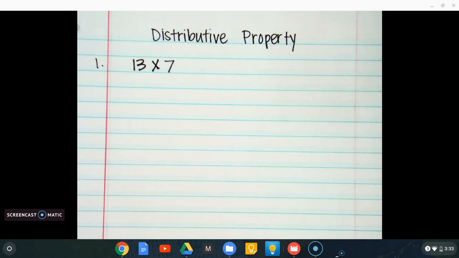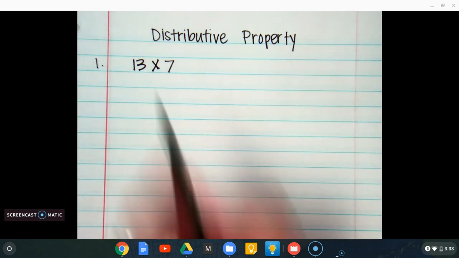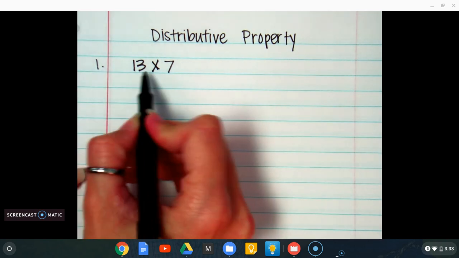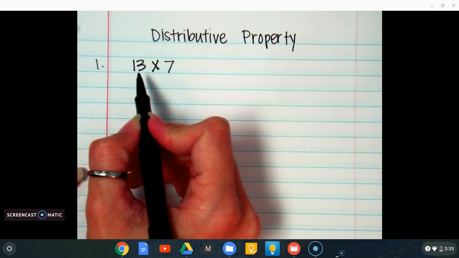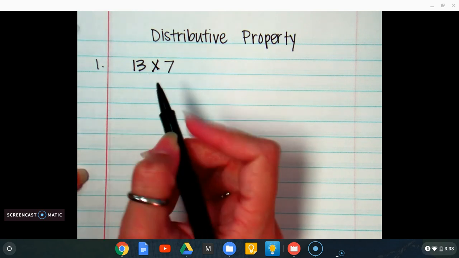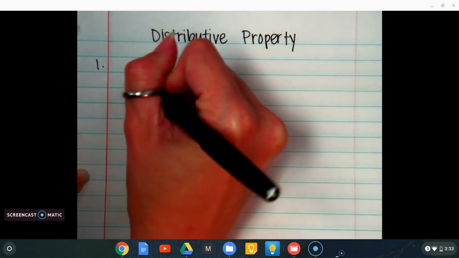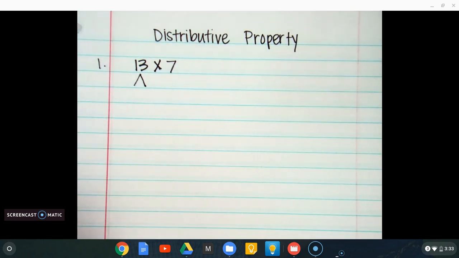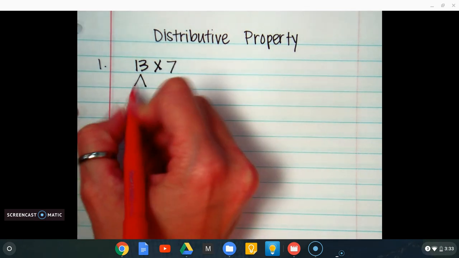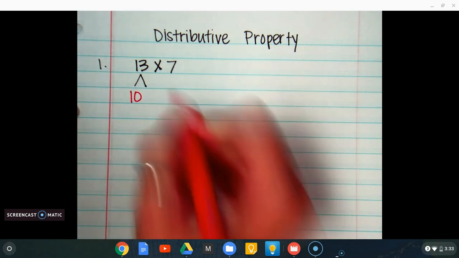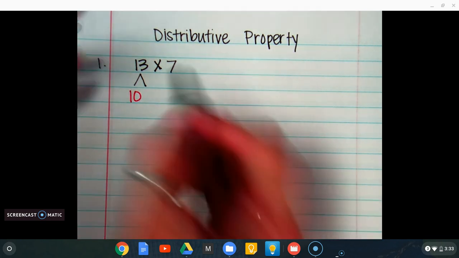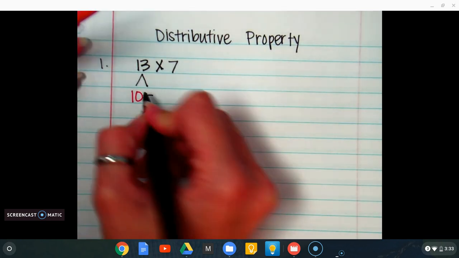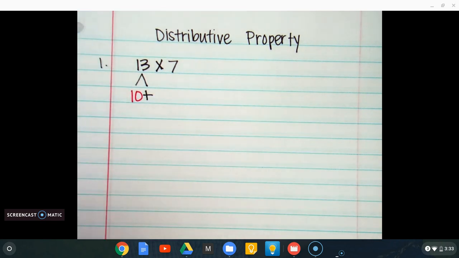So we're going to start with 13 times 7. 13 is the big number, so we are going to have to decompose it into smaller. So we do that by trying to add smaller factors, smaller add-ins, because that's what we call the numbers when we add. So I tell them that we need to start with 10. So 10 plus what would give you 13? So it would be 10 plus 3.